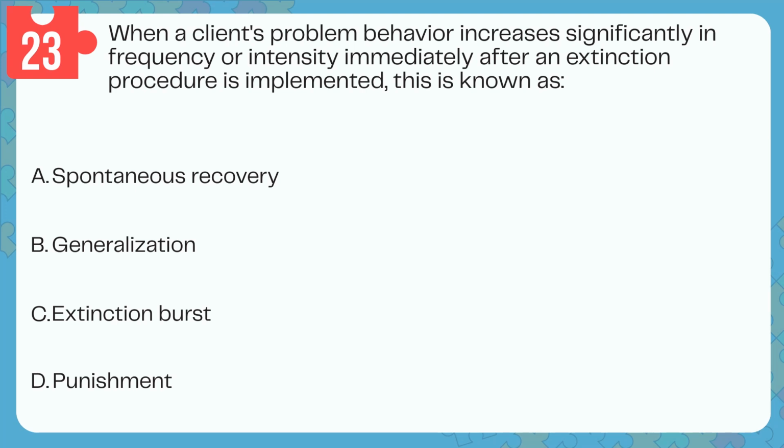Question 23. When a client's problem behavior increases significantly in frequency or intensity immediately after an extinction procedure is implemented, this is known as A. Spontaneous recovery, B. Generalization, C. Extinction burst, D. Punishment.